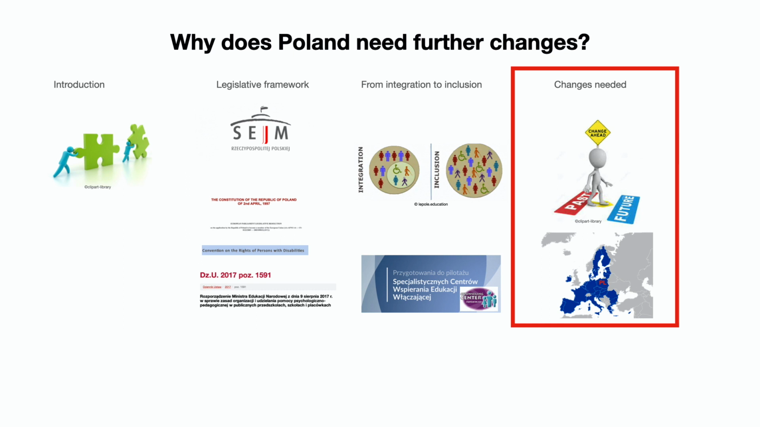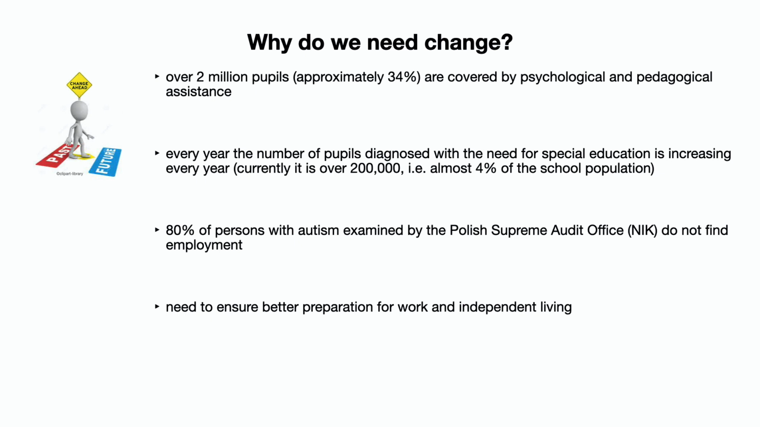Why does Poland need further changes? Over 2 million students, approximately 34%, are identified by psychological and pedagogical assistance. Every year, the number of pupils diagnosed with the need for special education is increasing. Currently, the number is more than 200,000, which means almost 4% of the school population. 80% of persons with autism examined by the Polish Supreme Audit Office do not find employment.